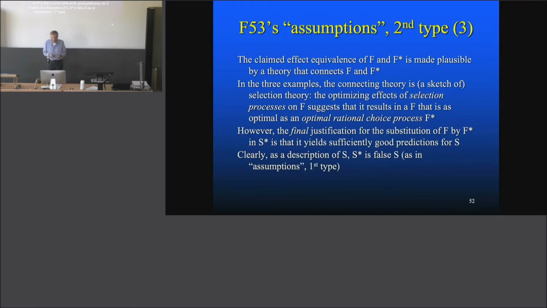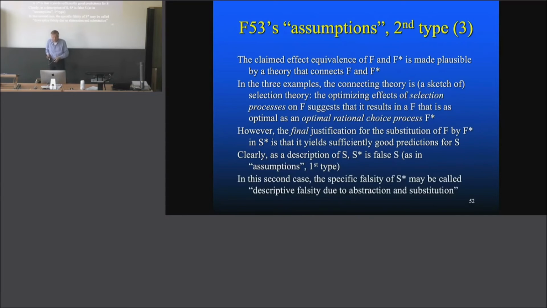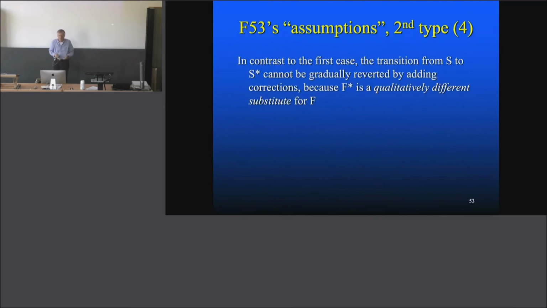And then, of course, clearly as a description, S star is false, as in the assumptions of the first type, but it's a different kind of falsity. In the second kind, the specific falsity of S star may be called descriptive falsity due to abstraction and substitution. Right? You're substituting a real factor by an unreal factor. In contrast to the first case, the transition from S to S star cannot be gradually reverted by adding corrections. Of course not, because F star is a qualitatively different substitute for F.